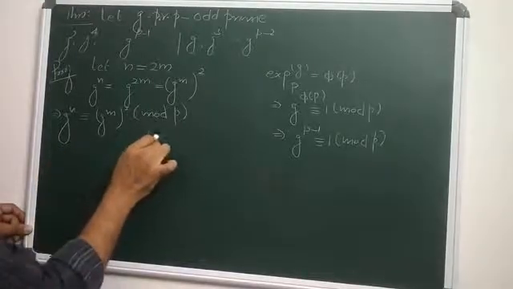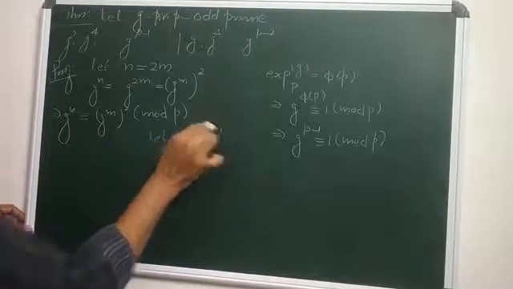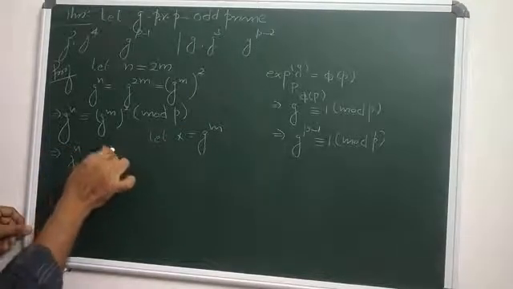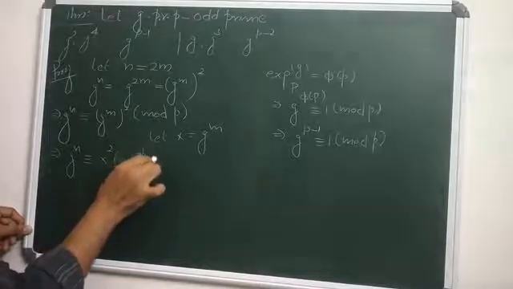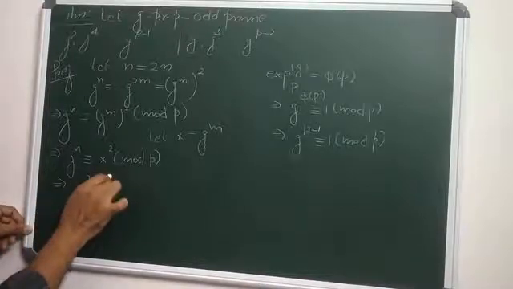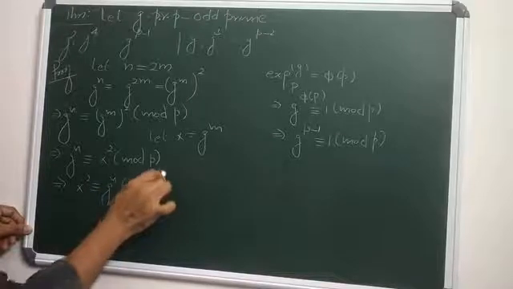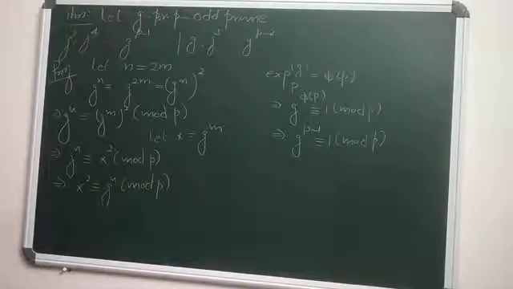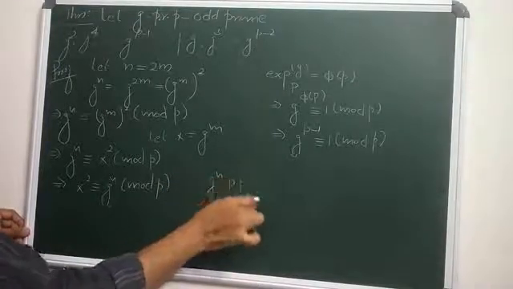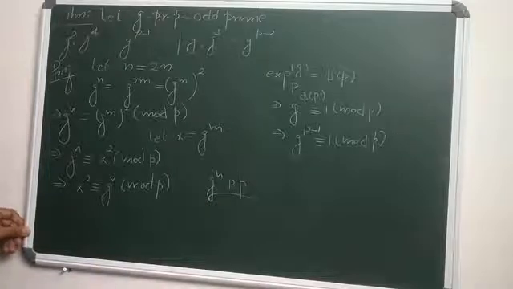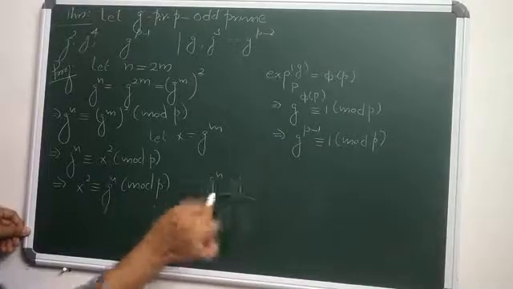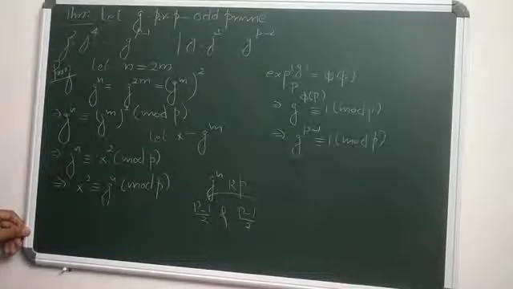So let x equal g to the power m. Then g to the power n is congruent to x square mod p. Agreed. But congruence is symmetric. This implies x square is congruent to g to the power n mod p, which means g to the power n is a quadratic residue mod p. Now we know that there are p minus 1 by 2 quadratic residues and p minus 1 by 2 quadratic non-residues.